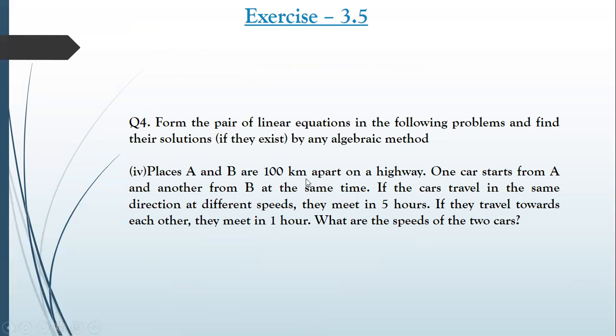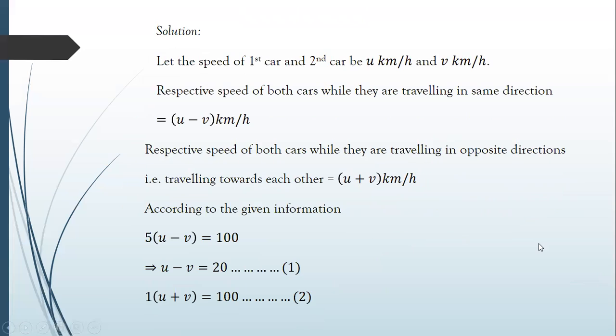Places A and B are 100 km apart on a highway. One car starts from A and another from B at the same time. If the cars travel in the same direction at different speeds, they meet in 5 hours. If they travel towards each other, they meet in 1 hour. What are the speeds of the two cars?